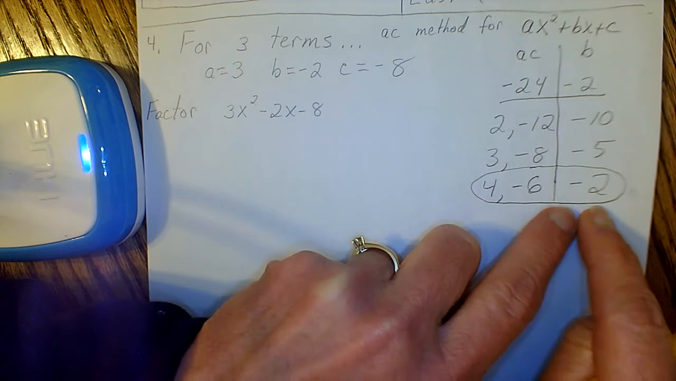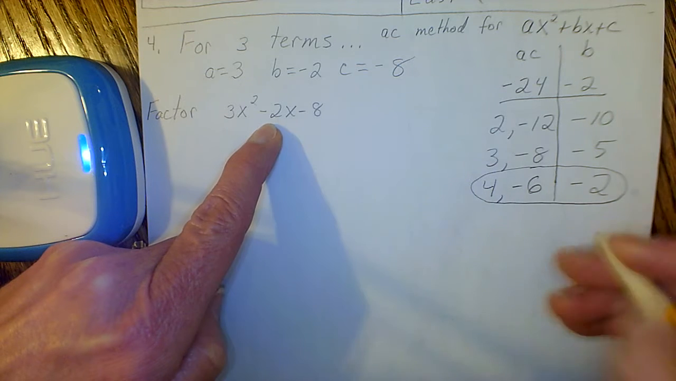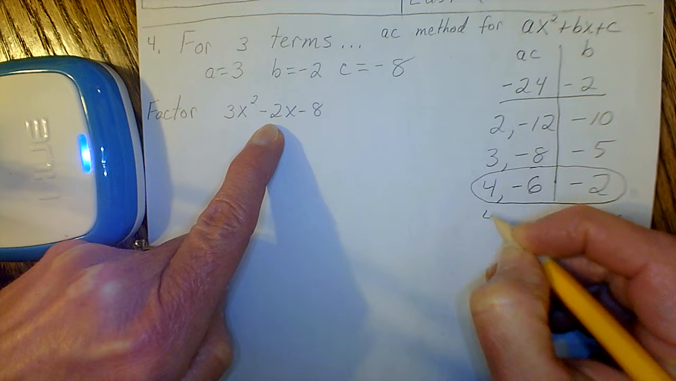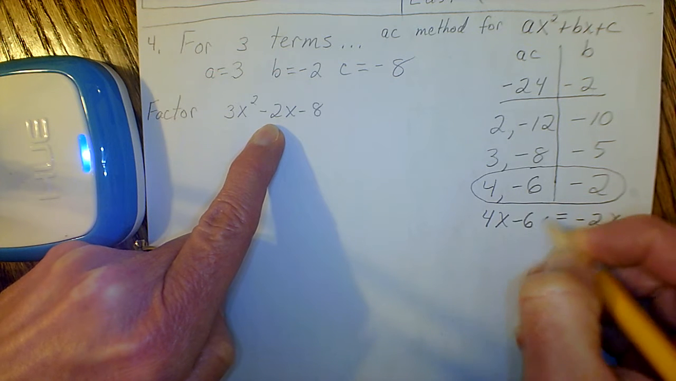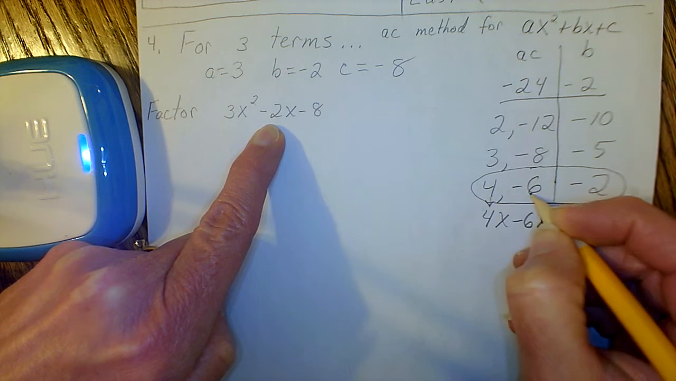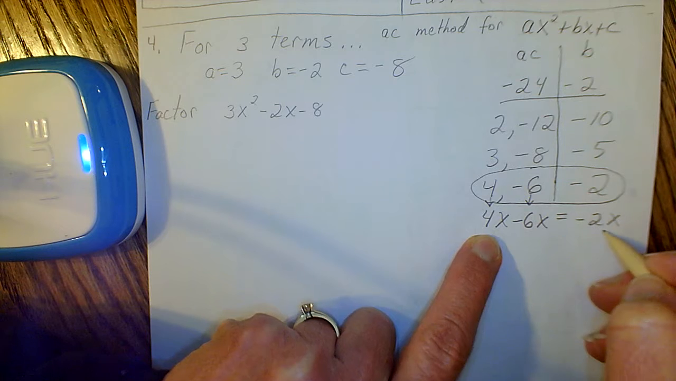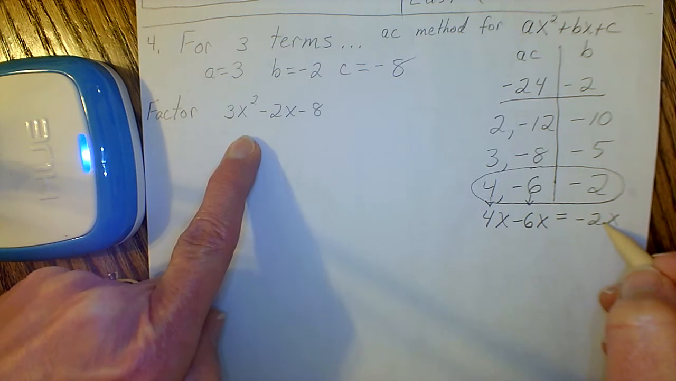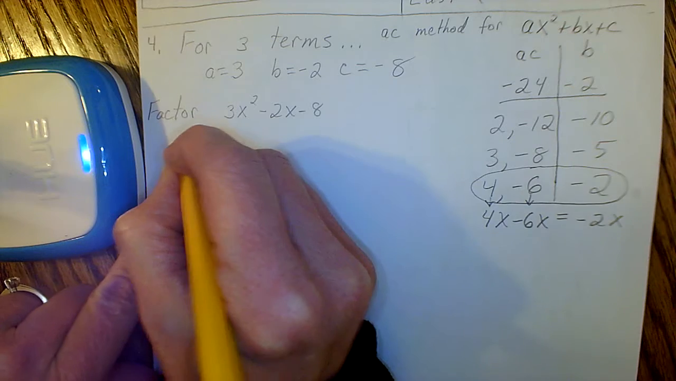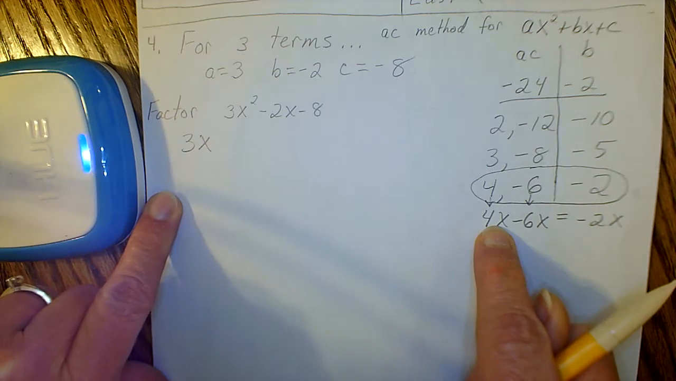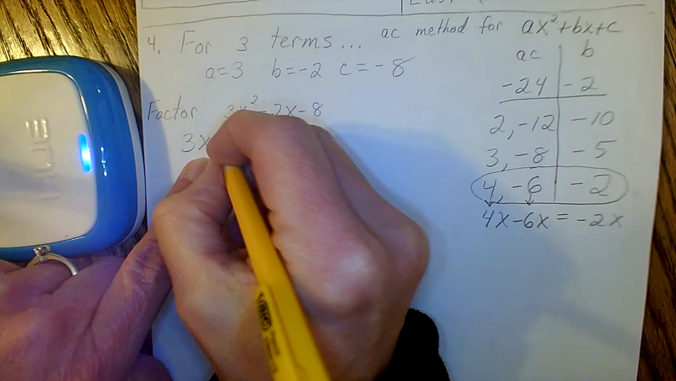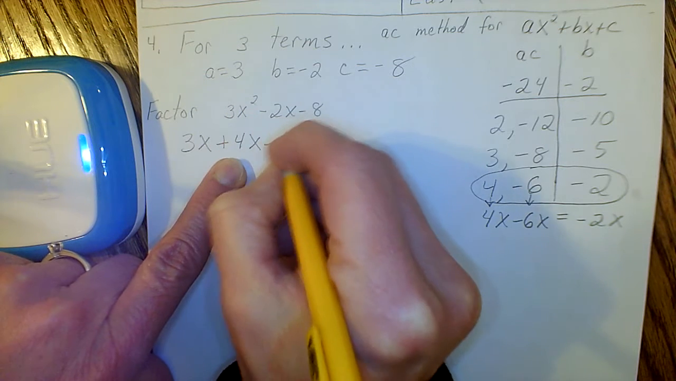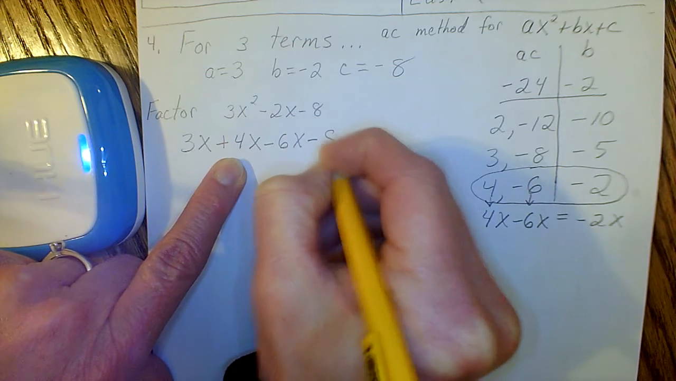Remember what we're trying to do is replace our middle term. Our middle term is a -2x. We're going to replace that with 4x minus 6x. I'm taking these two numbers, putting x's in front of them. That's what I'm going to replace my -2x with over here. So let's come over here and do that. 3x squared. Now I don't see a sign in front of the 4. That makes it positive. If it had been negative, I would have put a negative sign there. So it'll be plus 4x minus 6x minus 8.